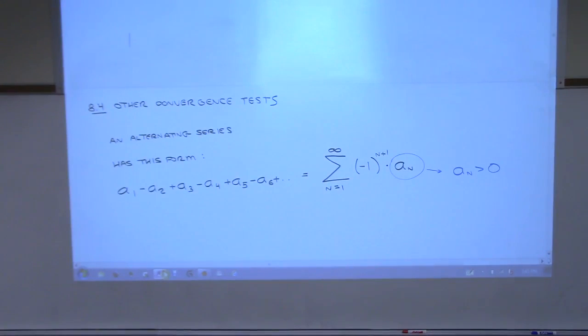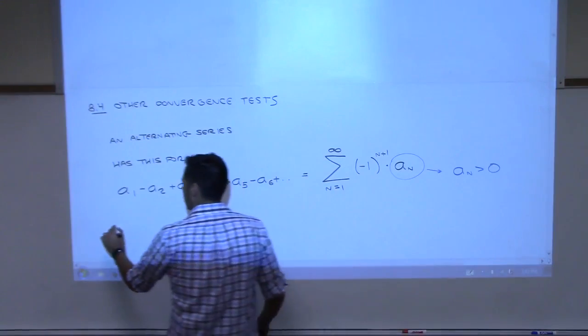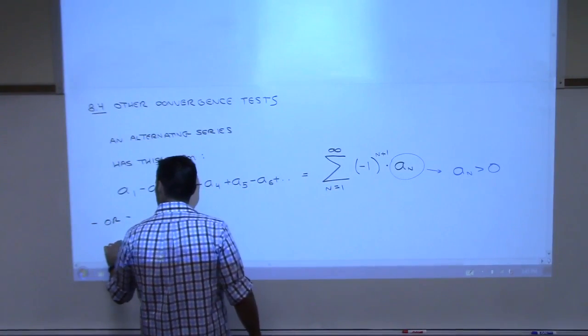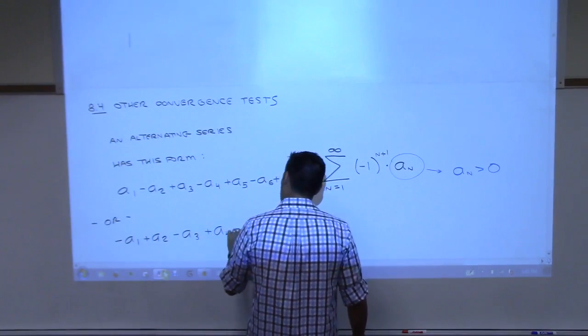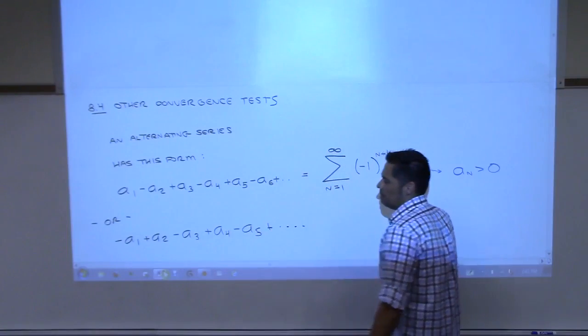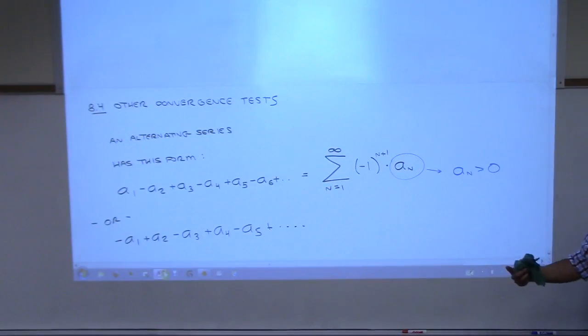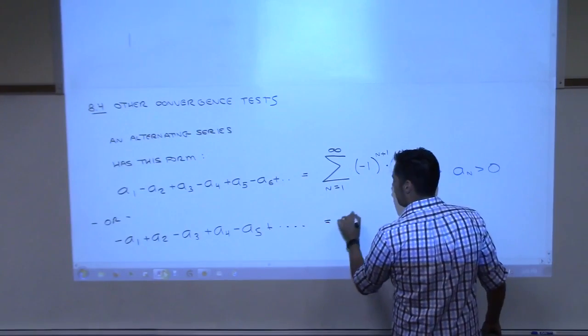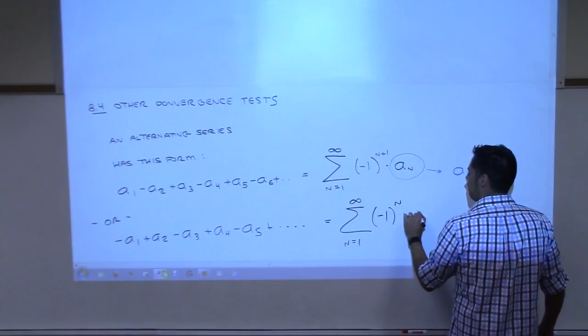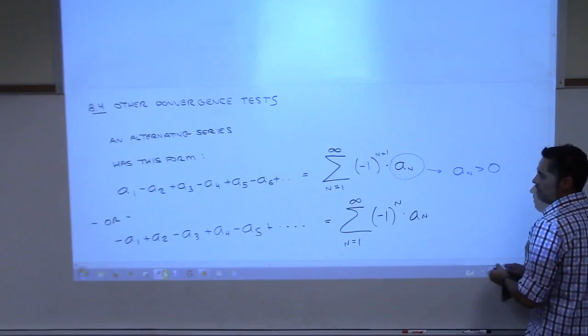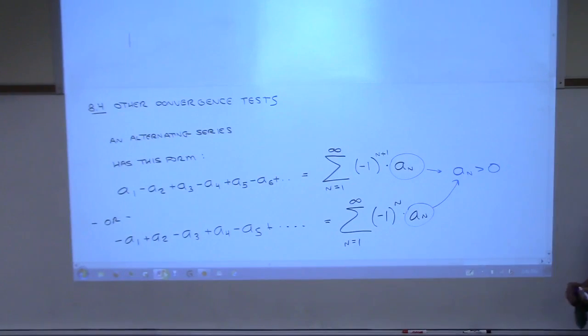Understand? Now, you could also have another version where you have negative A1 plus A2 minus A3 plus A4 minus A5 plus ... The only difference between the two is that you're starting negative on this one, right? So the only difference on the formula would be negative 1 to the n instead of negative 1 to the n plus 1. And that's still going to be some positive piece. So all alternating series look like one of those two, right? Either starts negative or starts positive.